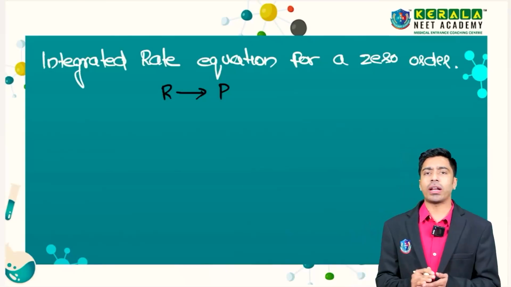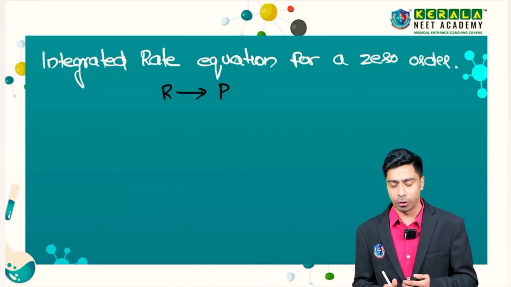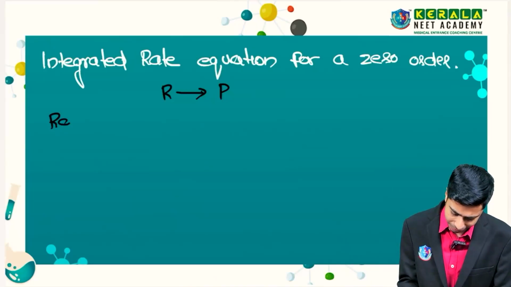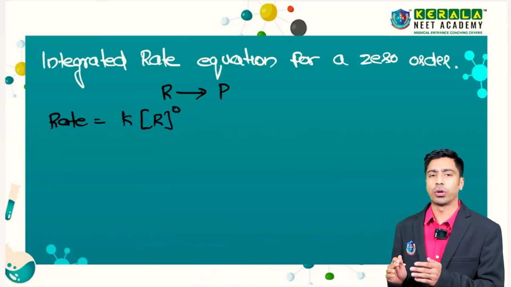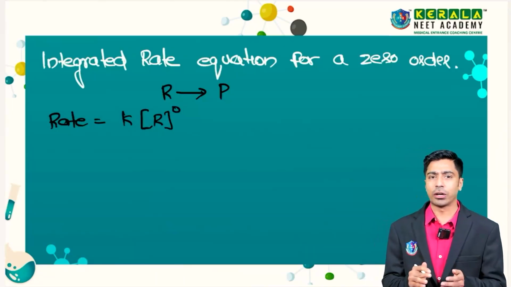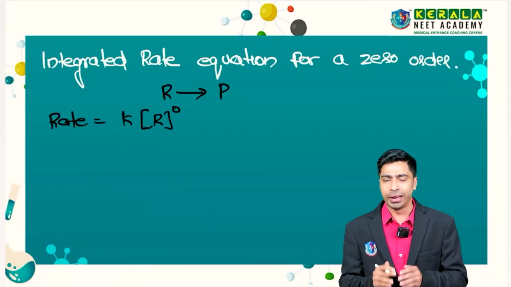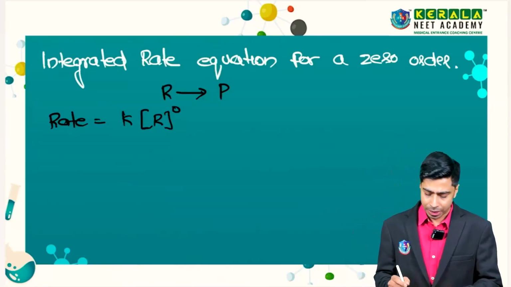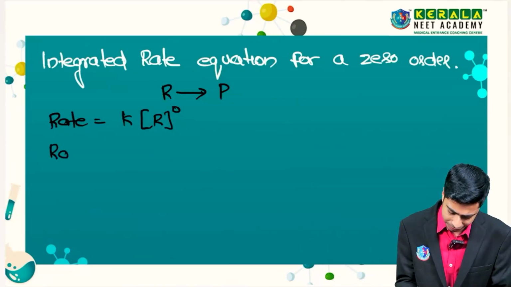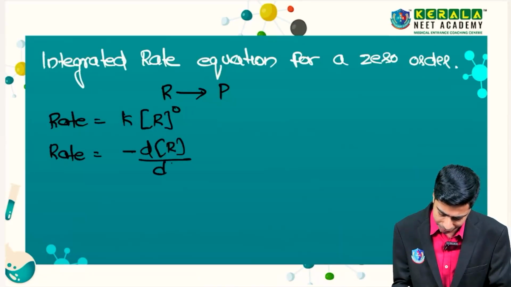For a zero order reaction, the rate is independent of the concentration of reactant. Rate is equal to K into R power 0, because it is a zero order reaction. Or rate is equal to a constant, because R power 0 is equal to 1. That means a zero order reaction is one in which the rate is independent of the initial concentration of the reactant. And we also know that the instantaneous rate is equal to minus dR divided by dt.